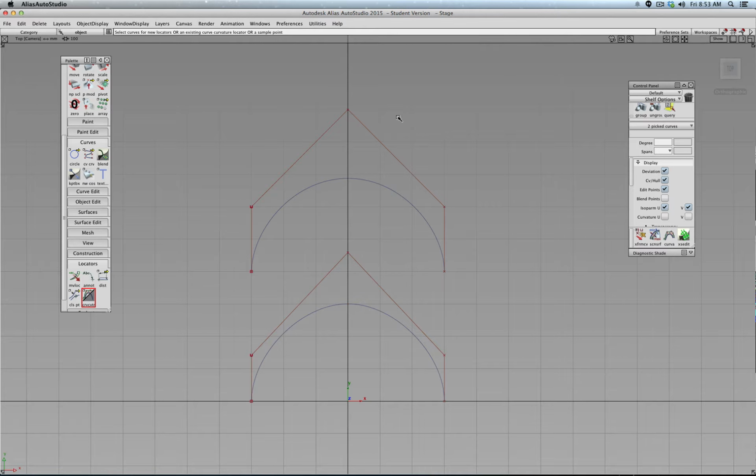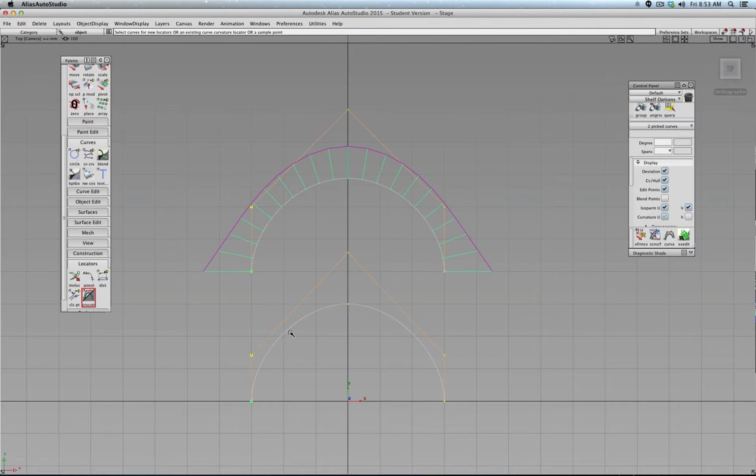So what you see here are two curves. They pretty much look the same. The upper one is a single span degree 5 curve. The lower is a 2-span curve. And to visualize the problem they have, we can select the curves and turn on the curvature graph.